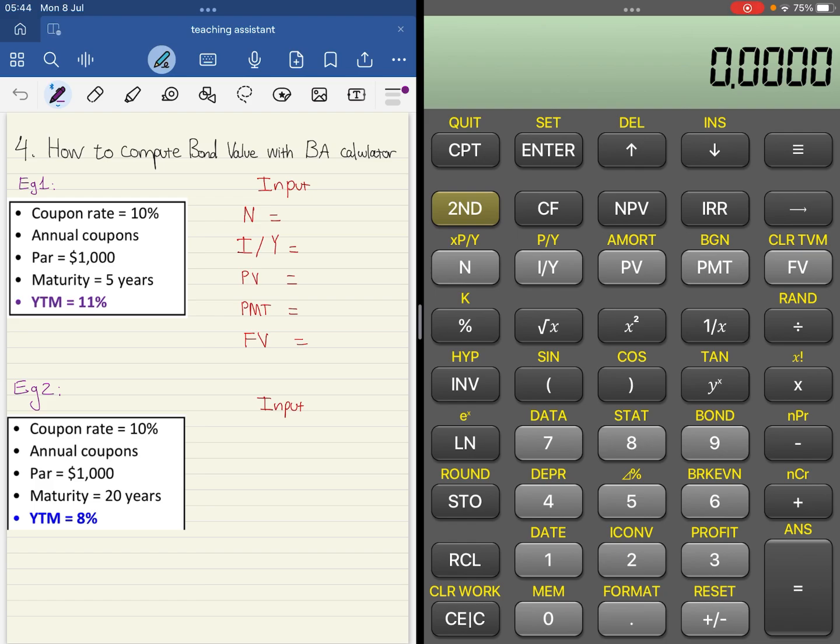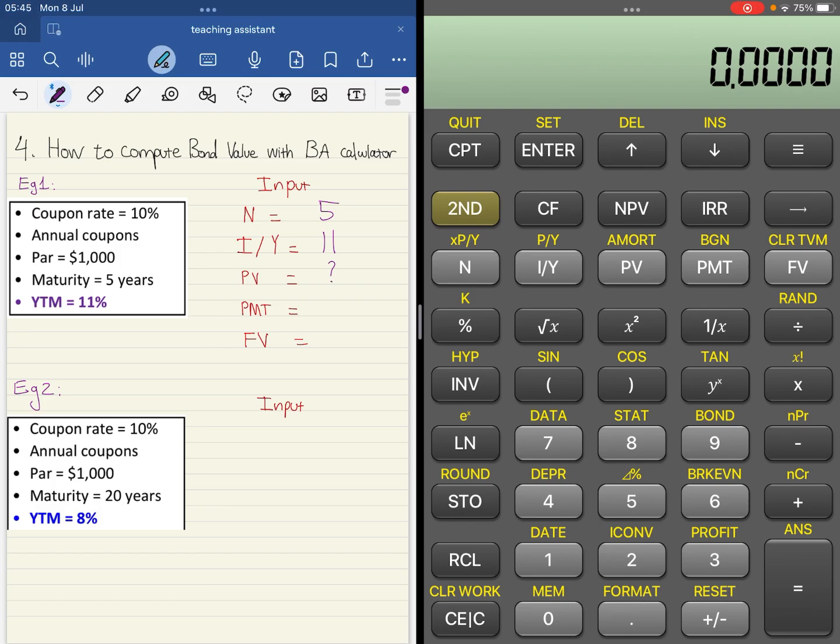So what are the inputs for the BA calculator? First is the maturity, the N. The N will be 5 years since this bond has a maturity of 5 years. So we write 5. And the I/Y is always the YTM. So I/Y is 11, and it's 11, not 11%. Don't put the percentage symbol next to 11. Present value is what we have to find, because in this exercise we have to find the price. So I put a question mark.